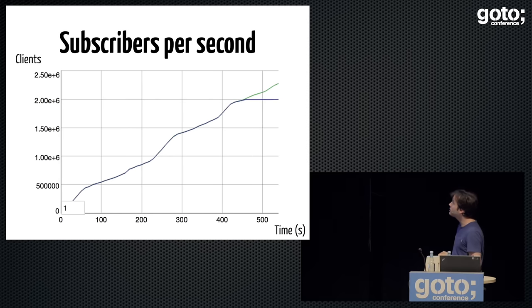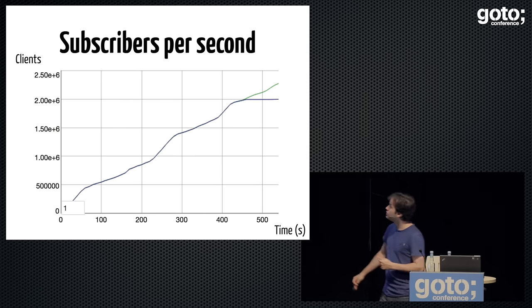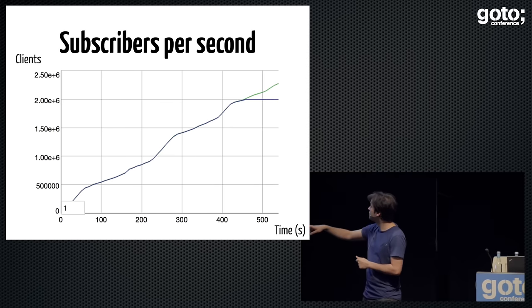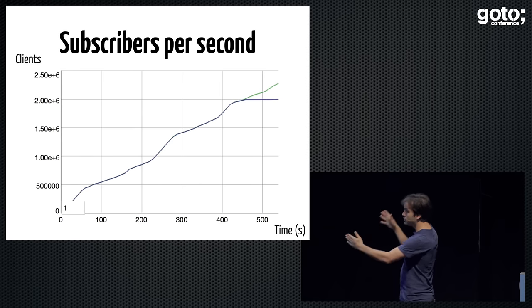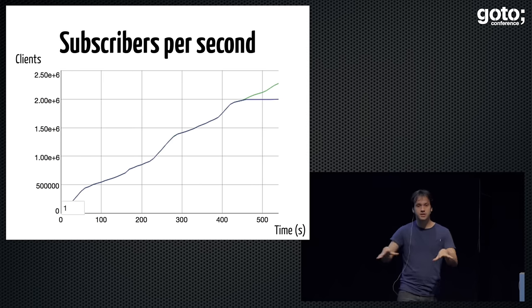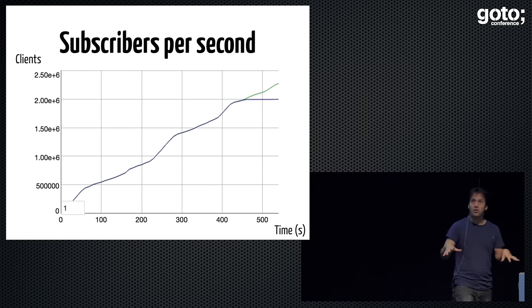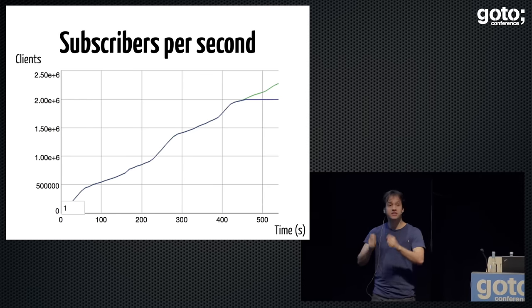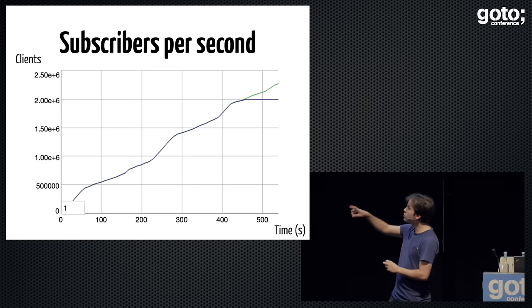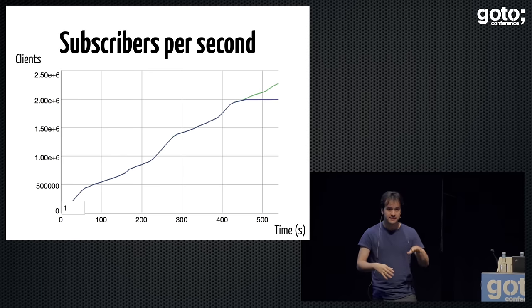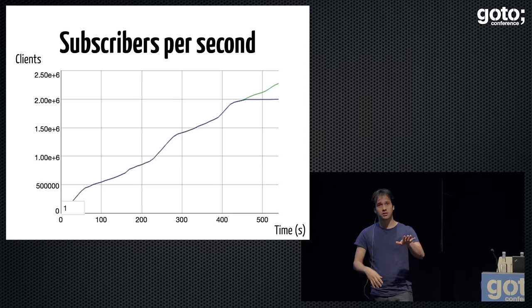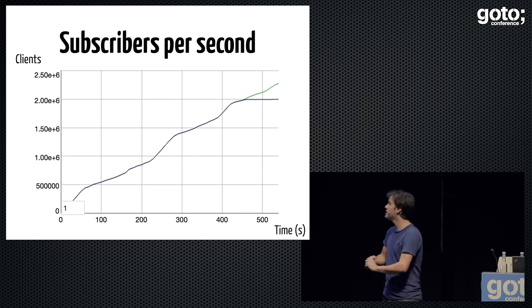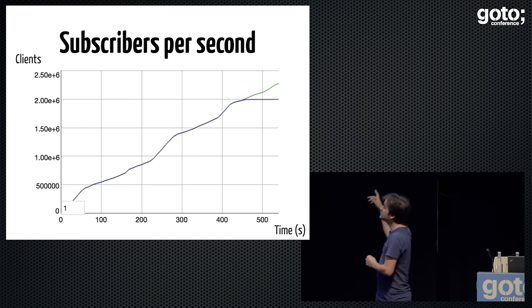And here are some graphs that we got when we were benchmarking. On the horizontal axis, we have time. What we're doing is that we set up a cluster of machines. I think at the end we have 40 machines opening new connections to a single server. So we were getting new connections at a rate between 10,000 and 20,000 new connections per second. So you can see that here.